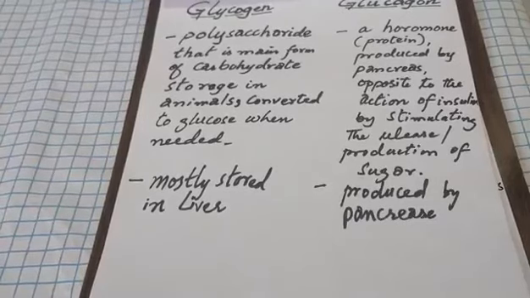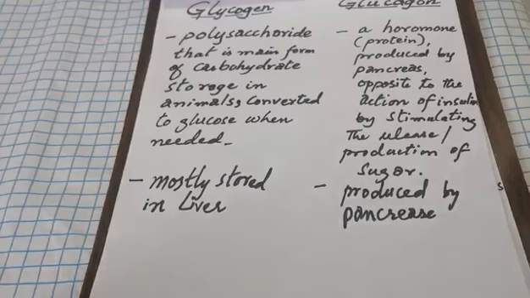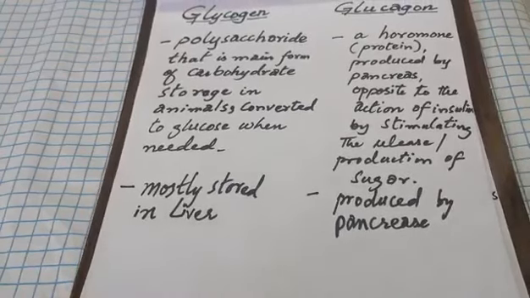Glycogen you have studied in biological molecules, as well as in the topic of the liver. And glucagon is basically a hormone, so it is related to coordination and control, in the portion on glands and hormones, where there is the gland pancreas, and you have studied insulin. With insulin you can also find glucagon there.